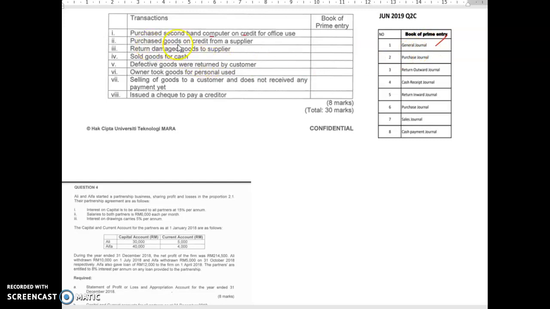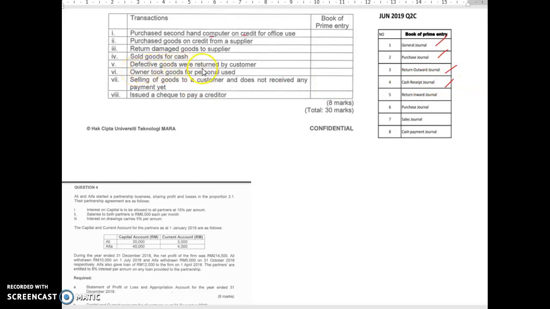Okay, and then you purchase goods on credit from supplier. This one you purchase goods on credit, so you will record in the purchase journal. Then you return damaged goods to supplier. This one you will record in the return outward journal. Sold goods for cash: when we sold goods for cash, you will immediately receive the cash, so we record in the cash receipt journal.